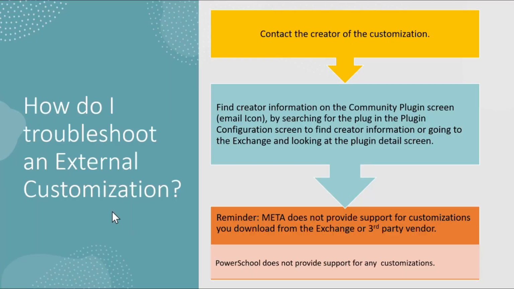So how do you troubleshoot? I have this external one. I've enabled it. Maybe something's not working. And I kind of mentioned this earlier, but you have to contact the person who created that customization. Just like if you have an issue with a third-party vendor, unfortunately, we can't help you. You have to talk to your support person for a third-party vendor. Think of these external customizations the same way.